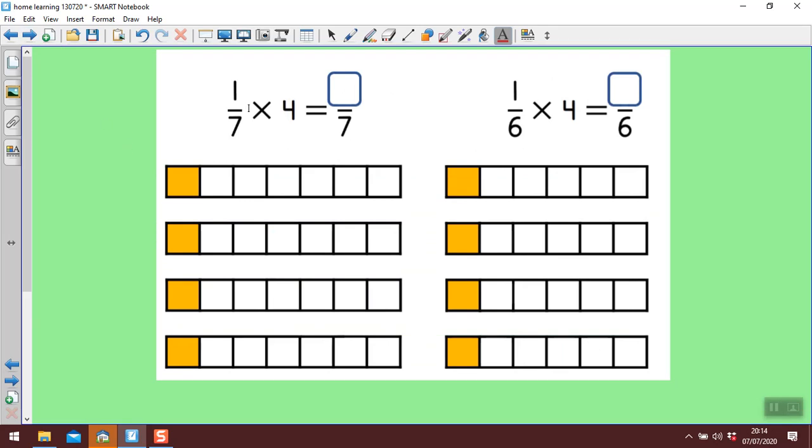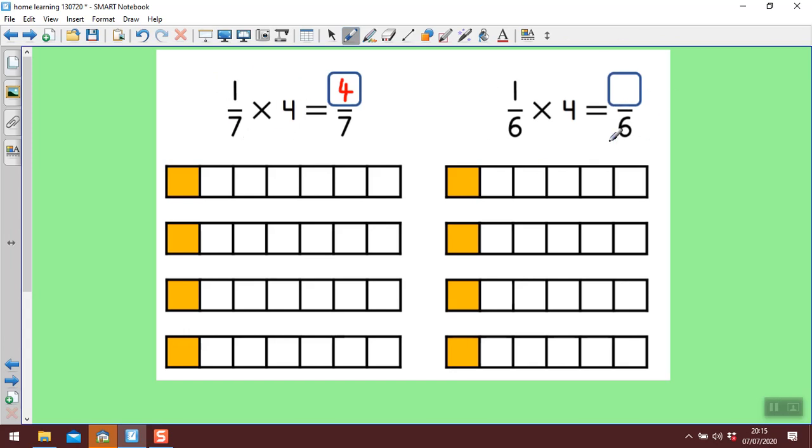Seeing it in a different way now, we've got 1/7 multiplied by 4. So we've got a bar split into 7 equal pieces. One piece is shaded in, so this is 1/7. But we want 4 lots of 1/7. So 1/7, and another 7th, and another 7th, and another 7th. What's the answer? You're right, it's 4/7. It's the same as 1/7, add 1/7, add 1/7, add 1/7 when you're doing 1/7 times 4.